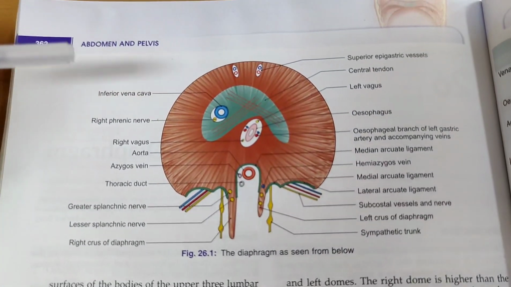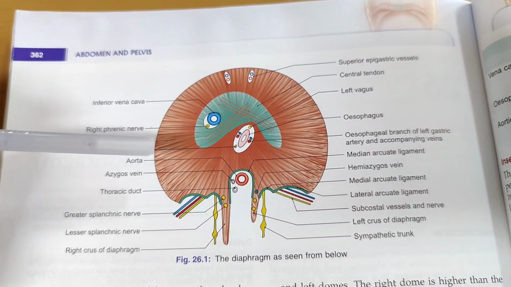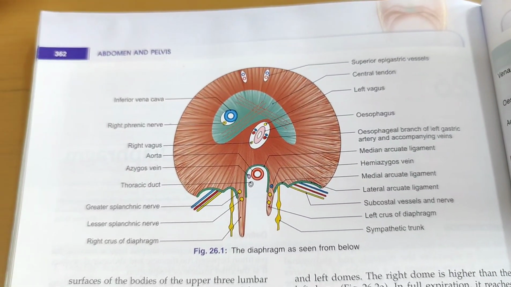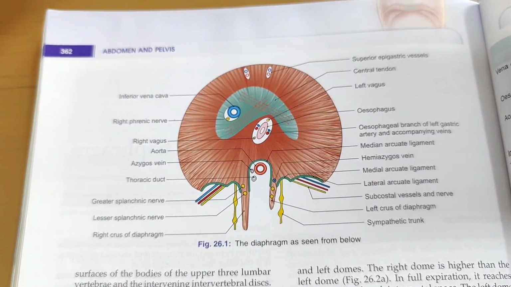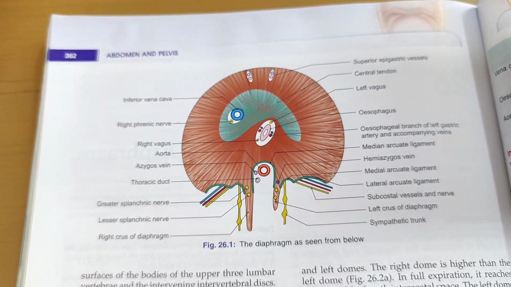So we have seen three major openings: the vena cava opening, which is lying at the level of the 8th thoracic vertebra; the esophageal opening, which is lying at the 10th thoracic vertebra; and the aortic opening, which is lying at the 12th thoracic vertebra. We have to remember these vertebral levels; it is very important.